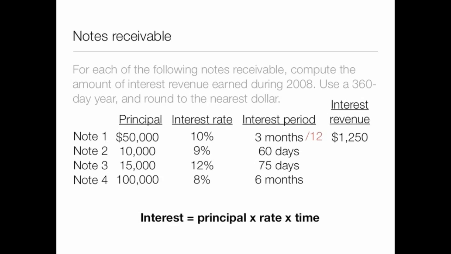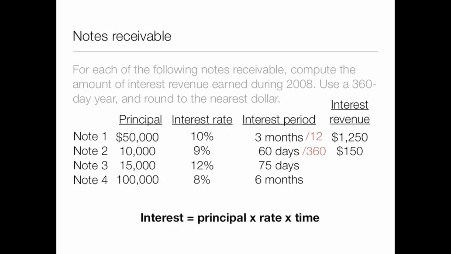Okay, so hopefully you've calculated the interest now for notes 2, 3, and 4. And the first thing you should have done with note 2 is turn 60 days into a yearly period. Well, they said use a 360-day year, and this one's given in days, so we would say 60 days divided by 360 days. That gives us a yearly time period. Times 9% times 10,000 gives us interest revenue for note 2 of $150.